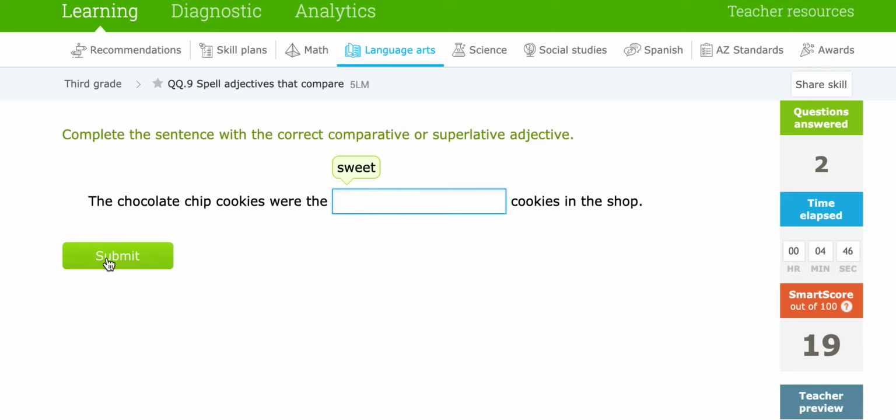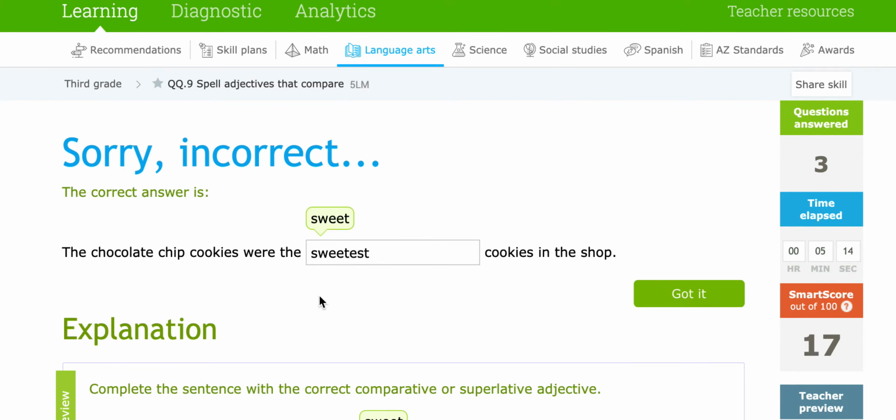All right, so now this is the last one we're going to go through. The chocolate chip cookies were the sweet cookies in the shop. So we're talking about these chocolate chip cookies compared to every other cookie in the shop. And it shows that that's more than two, right? So I know I have to add EST, but if I'm typing too fast and I don't add it, look, I'm missing a letter, so make sure to go back, because if I submit it like this, it goes incorrect. So make sure you take your time typing everything out.